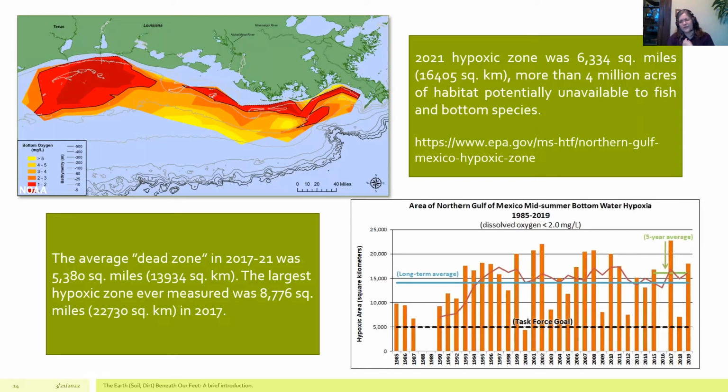If you look at the graph, the long-term average is about 14,000 hectares, which is really not very promising when your goal is 5,000 hectares. And this is from 1985, that graph, to 2019, with a lot of states along the Mississippi watershed actively trying to reduce the amount of nitrogen and phosphorus that's getting into their surface waters.